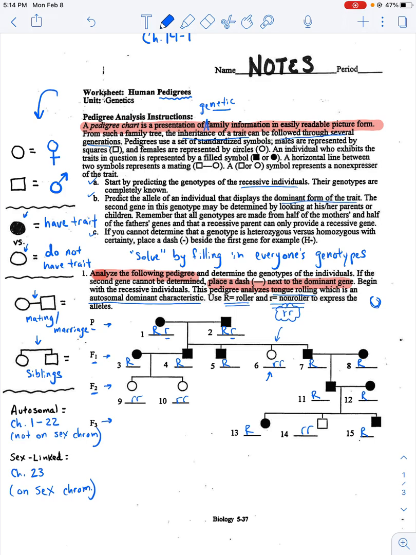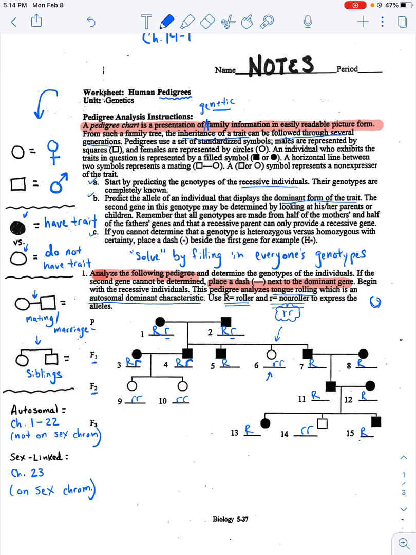Here is another example of how I can use the little r's to backtrack and figure out parents. Another example is here, 9 and 10. 9 and 10 both are homozygous recessive. Their parents are 3 and 4. The mother must have a recessive allele, and the father must have a recessive allele. So we're making our way here.